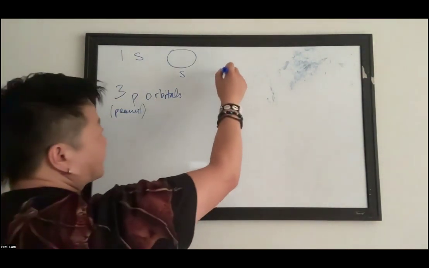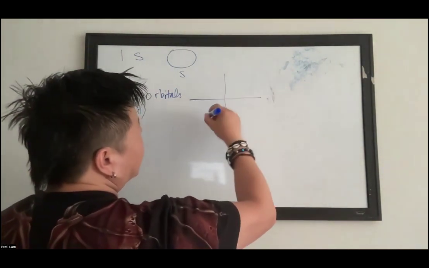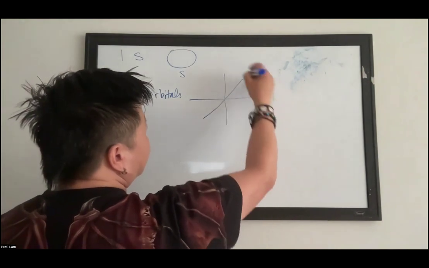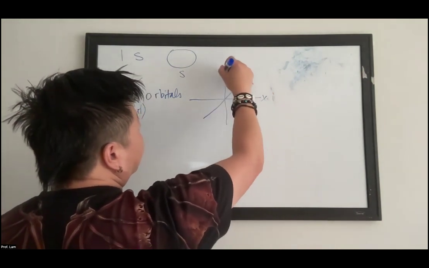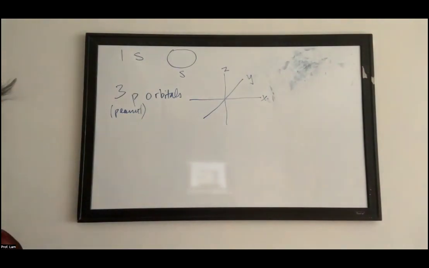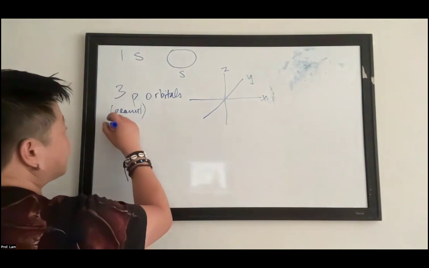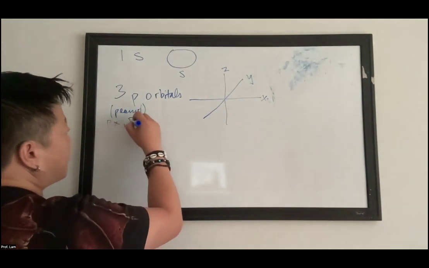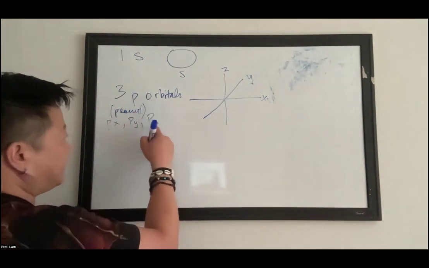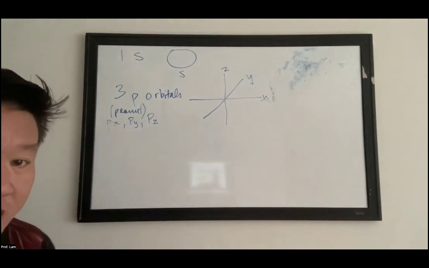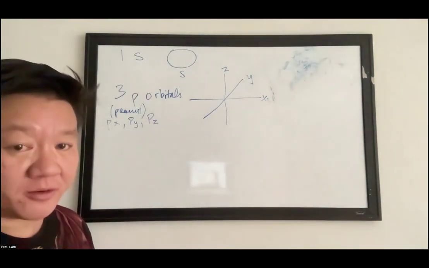We'll first draw the axis. Okay, so you can draw X like that, Y, and Z. Okay, and the three p orbitals are the px, py, and pz. These are subscripts, okay? You should know their names, and then you should be able to draw them.